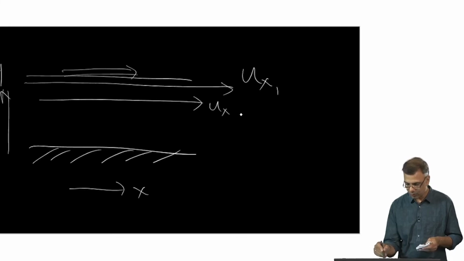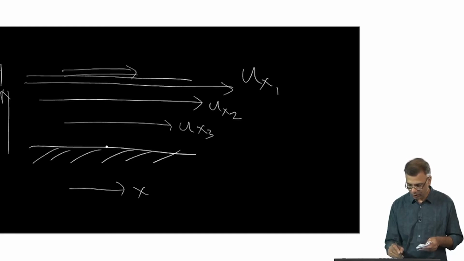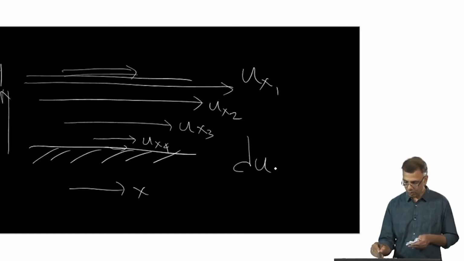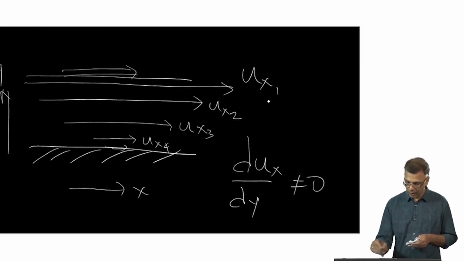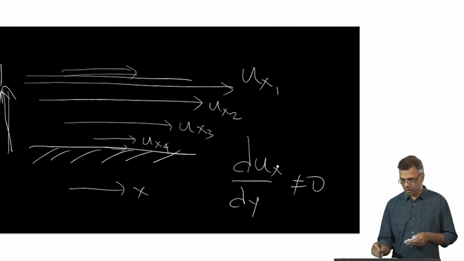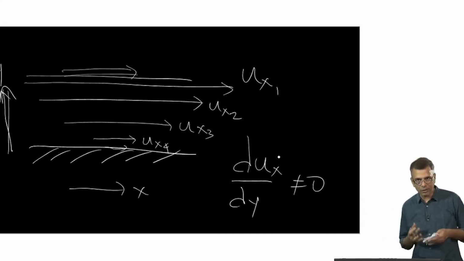This is ux1, ux2. The next layer would flow with slightly reduced velocity like this, until you come to the bottom where the honey actually sticks, and there's practically no velocity. If you wish, you can also draw ux4. In other words, there is a dux/dy that is non-zero. There's a gradient. The ux varies with y, right? And so there's a non-zero gradient, and this is what characterizes a fluid.